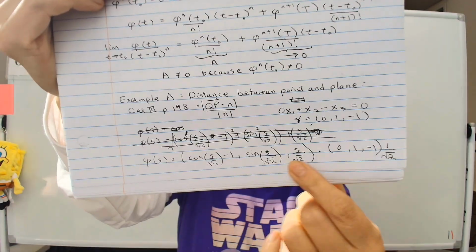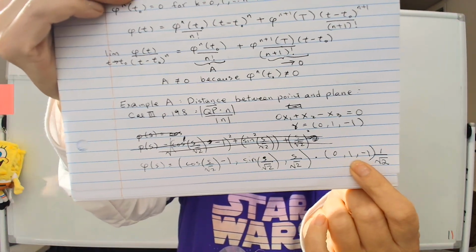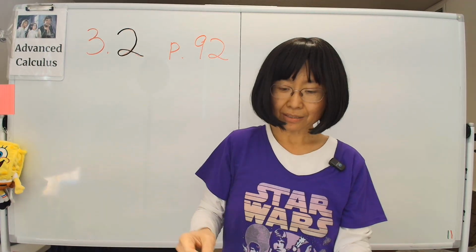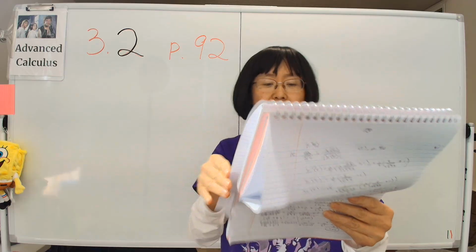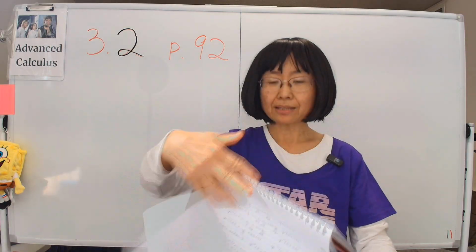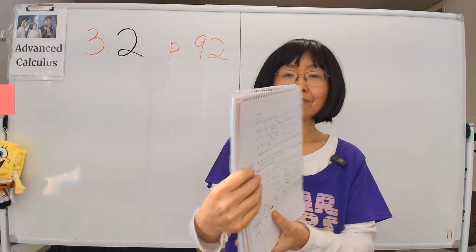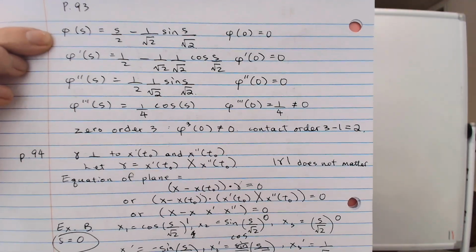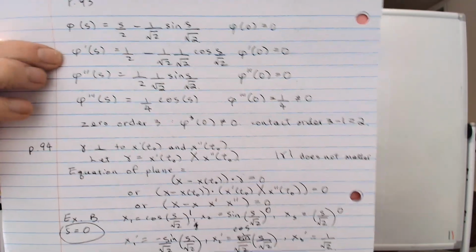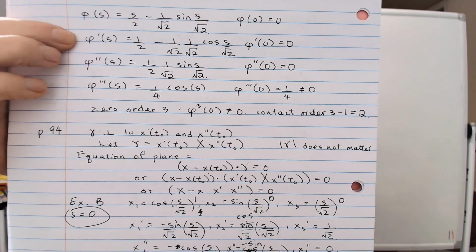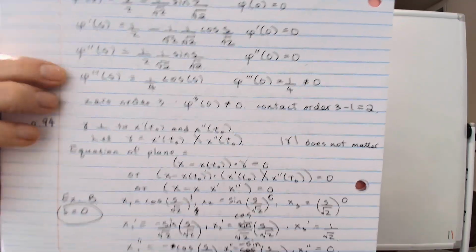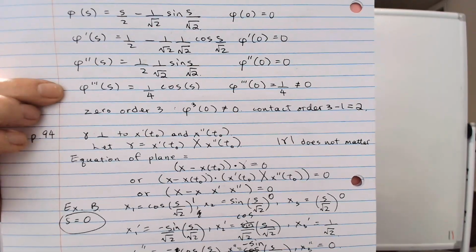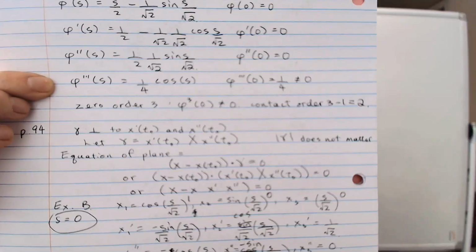This is QP dot the normal, and the length of the normal doesn't matter because we're just doing the dot product. After we evaluate the dot product, we'll calculate what phi of s is. Next we calculate phi prime of s and find out that phi prime of 0 is 0. Then phi double prime of s is also 0. Then phi triple prime of s finally is not 0.